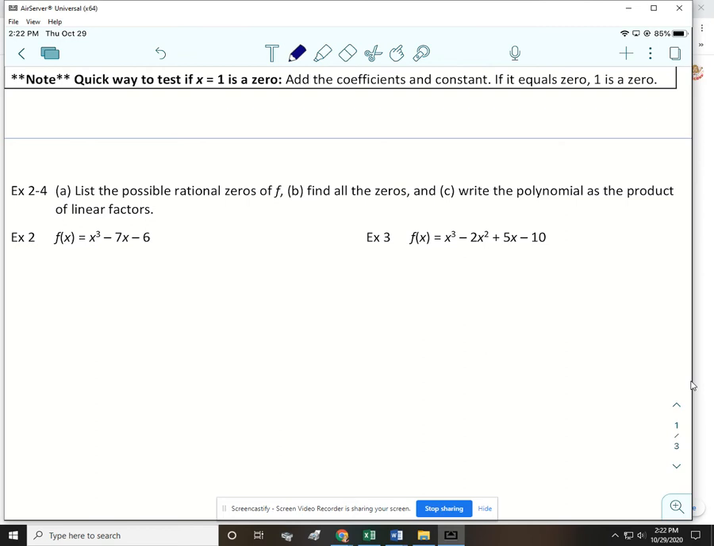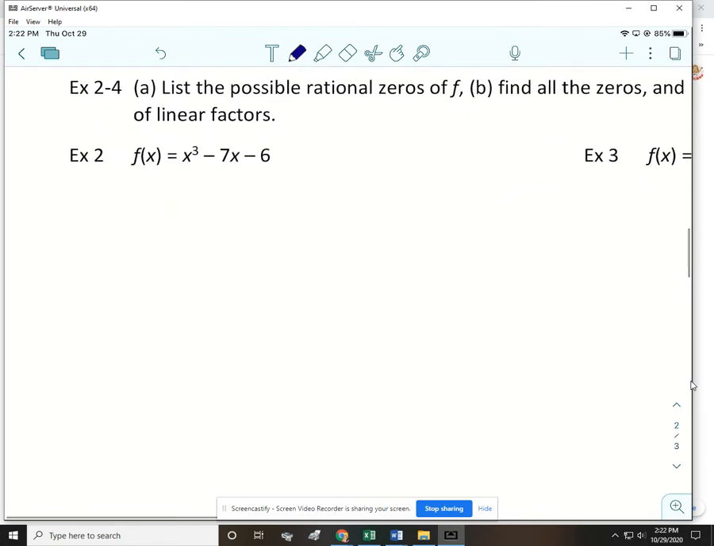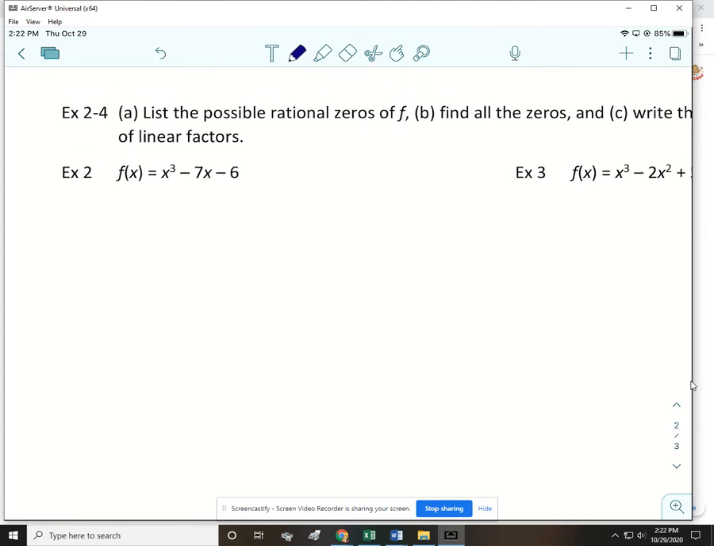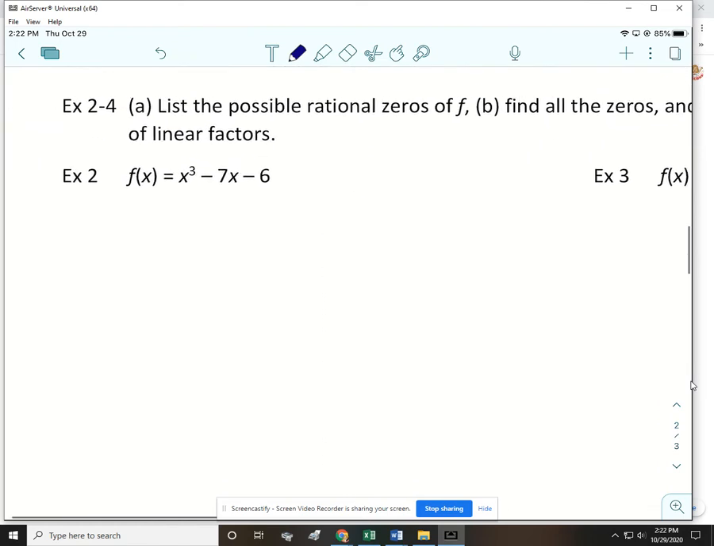All right, so let's start working on these problems. On example 2, the first step is to list the possible rational zeros. So that's going to be part A, that's where we do the P's and the Q's. Now, I noticed that our leading coefficient is 1, so the possible rational zeros are just going to be the factors of the constant, which is positive and negative 1, positive and negative 2, positive and negative 3, and positive and negative 6.